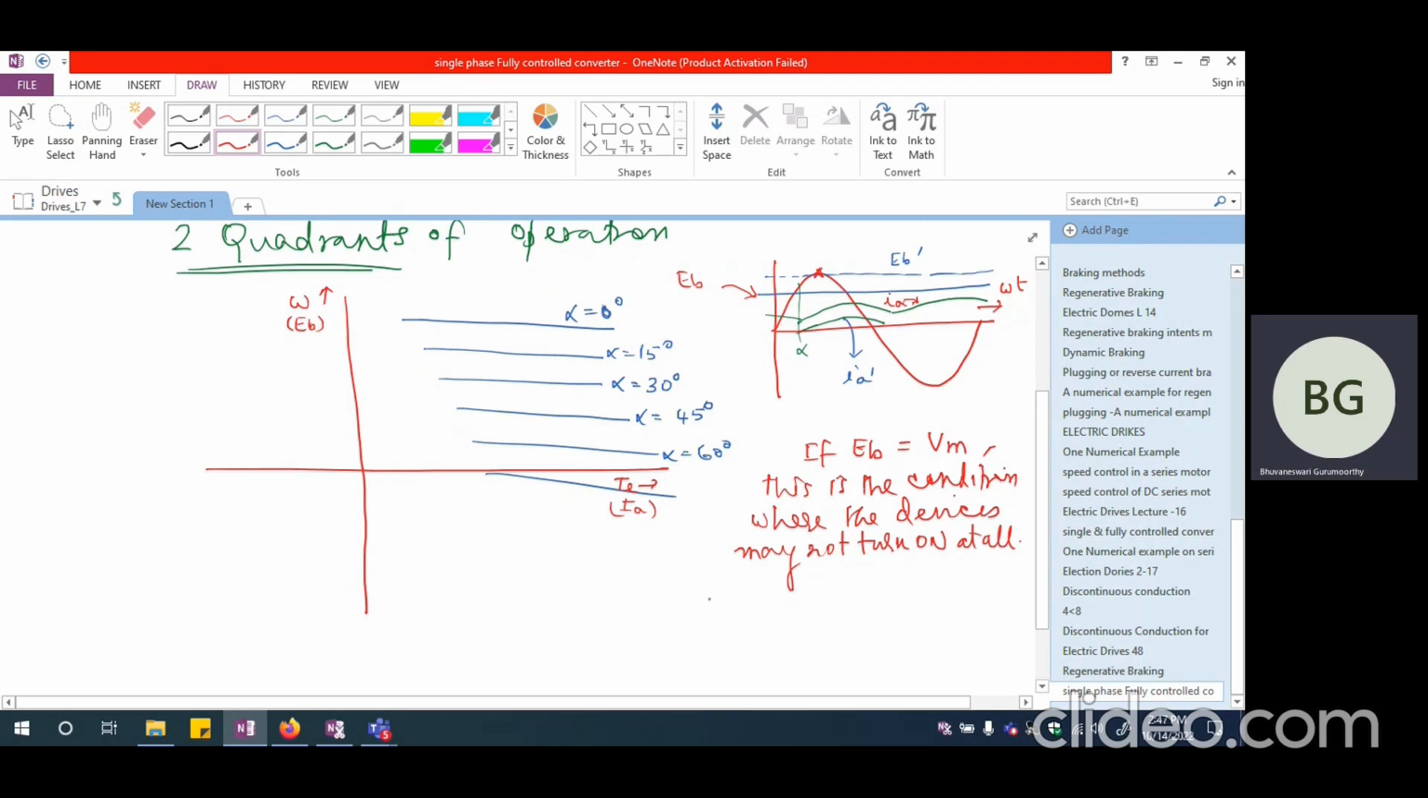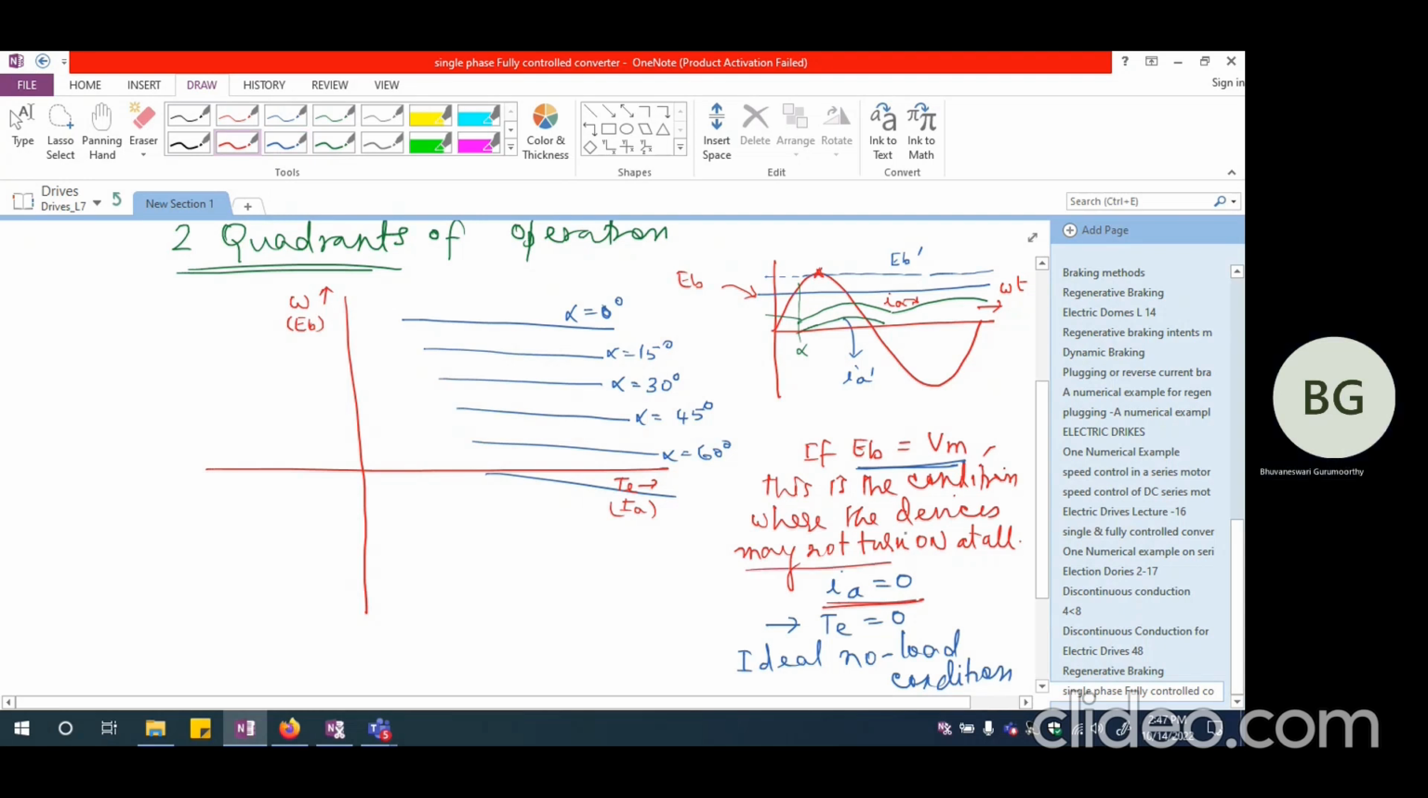It's not going to get forward biased at all. So if EB equal to VM, at that point, you are not going to be able to make any device conduct, which means IA is going to be 0. And if IA is 0, TE will also be 0. So this is the ideal no load condition. So ideal no load condition is that condition under which I'm not going to see any current through the motor drive at all, which means none of the devices can get fired.